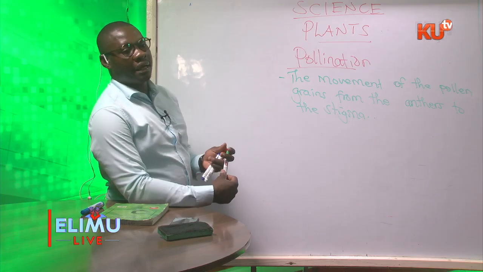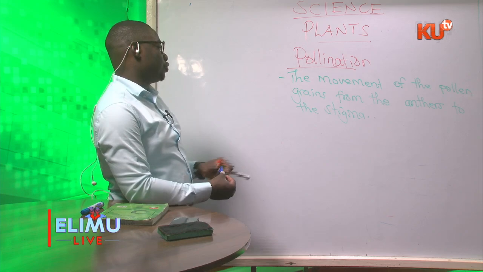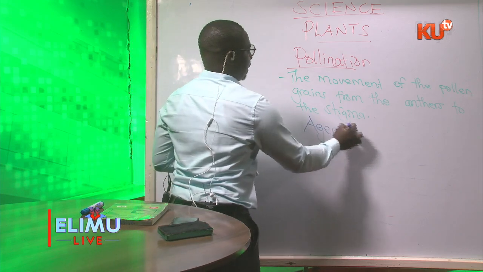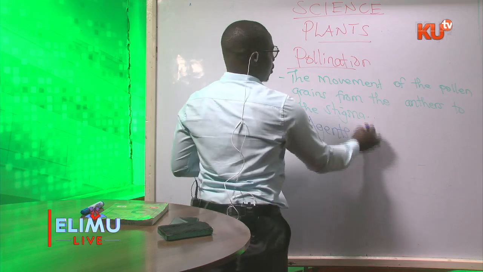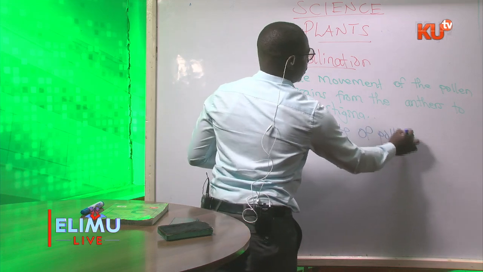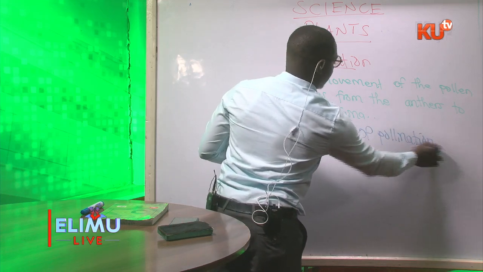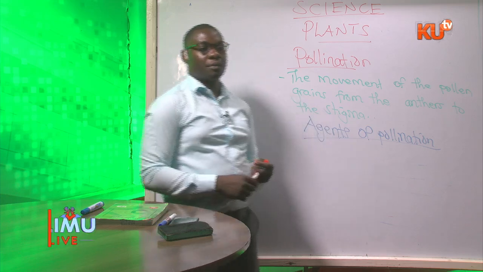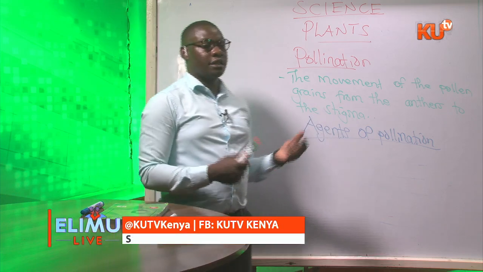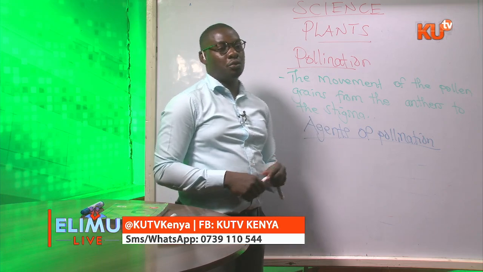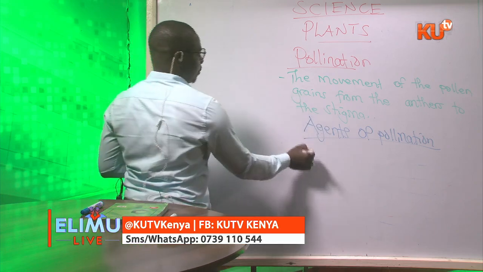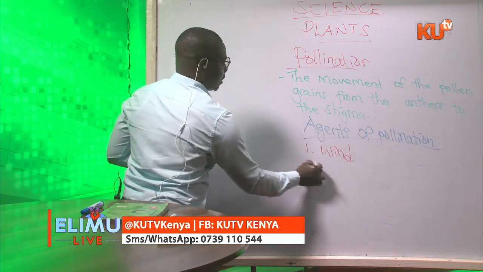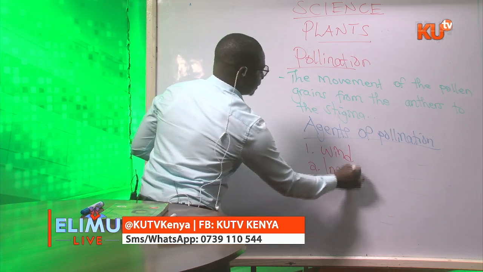There are things that make it possible for pollination to take place. We'll call them agents of pollination. So we have several, but we look at two mainly. We will have wind as an agent of pollination, and we will have insects.